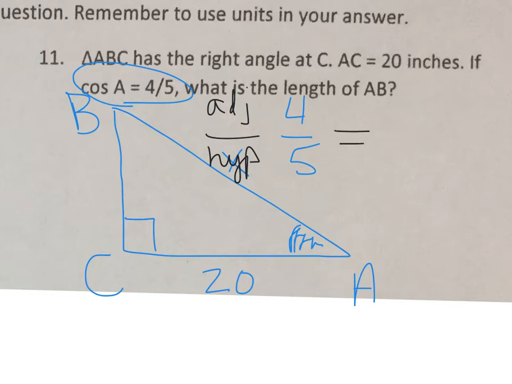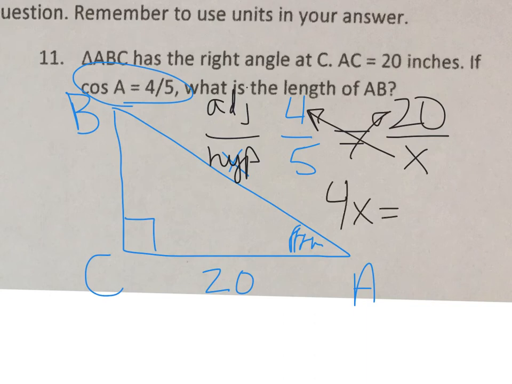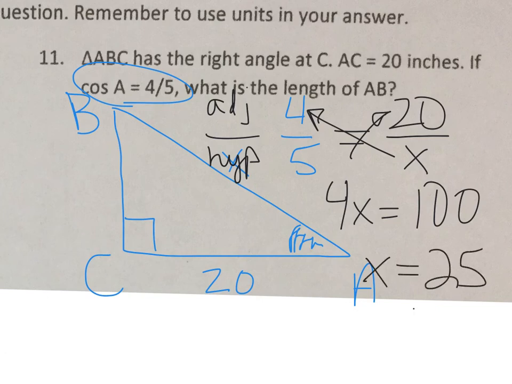So I can set up a proportion. I know my adjacent side is actually 20 units long. And I want to figure out what my hypotenuse is. Okay, so we don't have to actually use any trig or your calculator in order to figure out the length of the hypotenuse. We simply need to cross multiply. 4x equals 100, so x is 25. So sometimes when they give you a ratio and an actual side length, you can set up a proportion to figure out missing stuff.